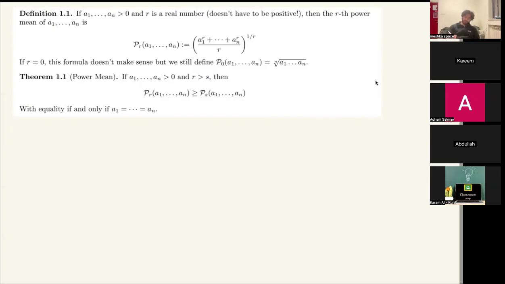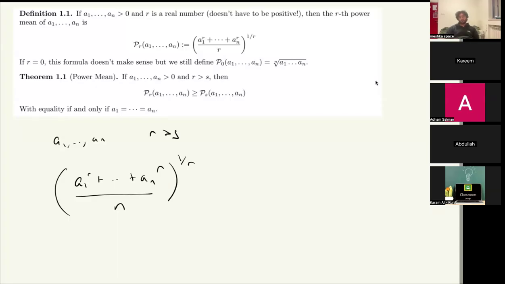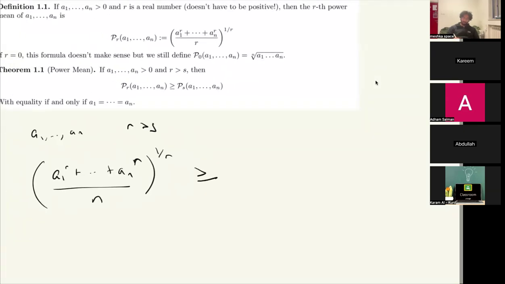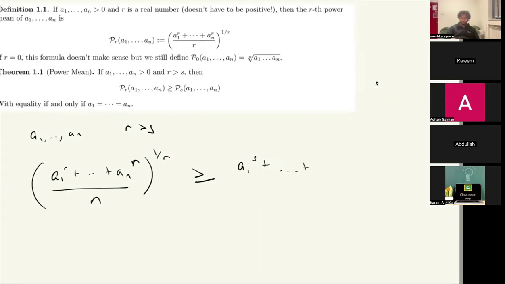But yeah, the idea is just, if you have A1 through AN and then you have R greater than S, then this is called the Rth power mean. So if R is 1, you get just the arithmetic mean. If R is 2, you get the square mean and so on. And the point is there's an inequality. If R is greater than S, then you have this. I'm going over this quickly because I hope you guys have all seen this before. Please tell me if you haven't seen this inequality.